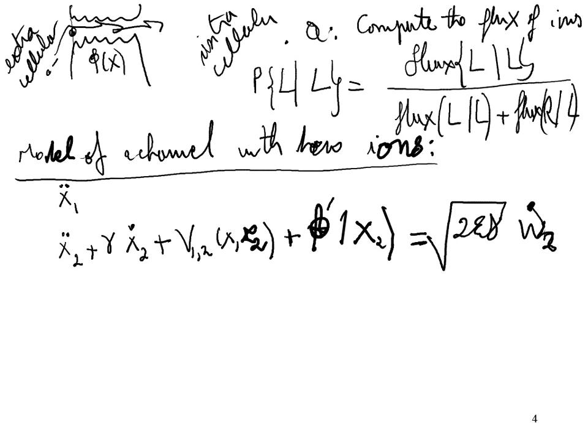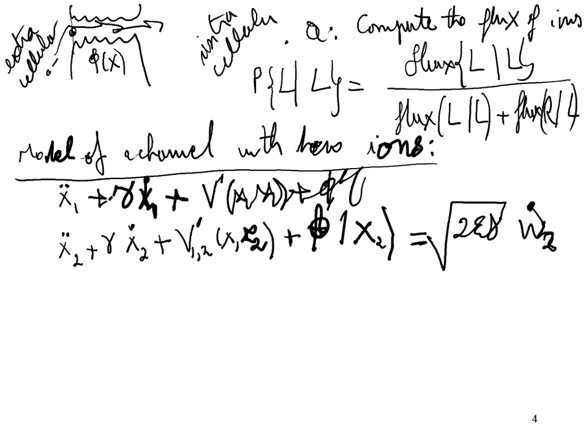And now we can write the same for the first equation, for the first particle, which is x1 double dot plus gamma x1 dot plus an energy of interaction V prime, so here we have a V prime of x1 and x2, plus a term which is phi prime of x1, equals noise, which is square root of 2 epsilon gamma W1, which is a noise for the first particle.